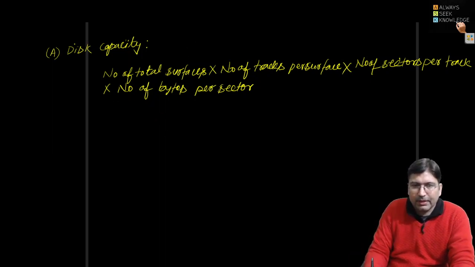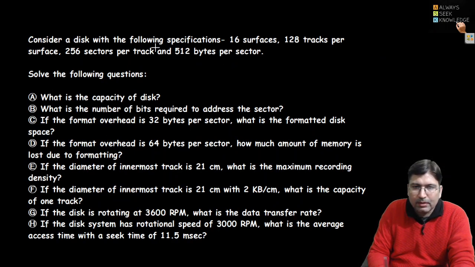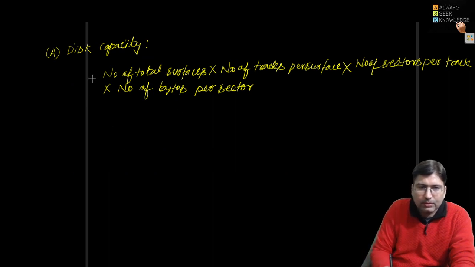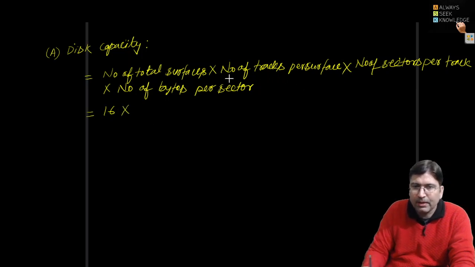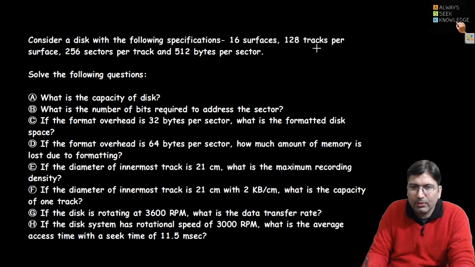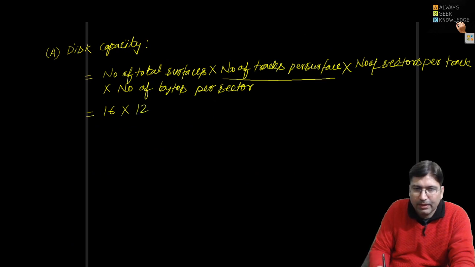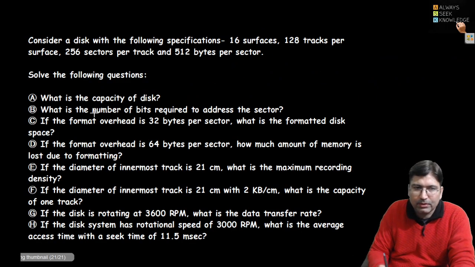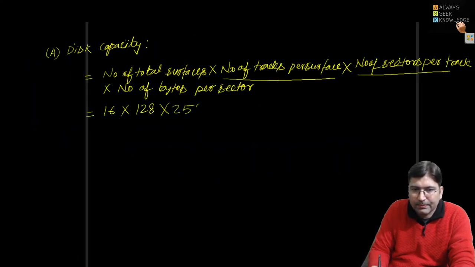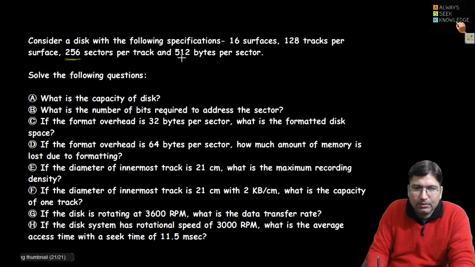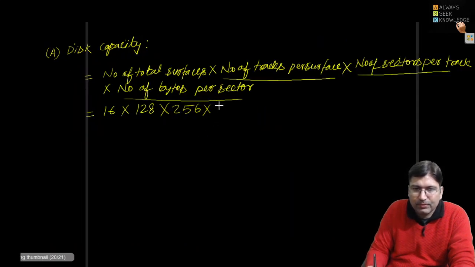Okay, so all this data is already given. If you look at it, there are 16 surfaces. So if you want to calculate the disk capacity, the number of surfaces is 16. The next is number of tracks per surface. 128 tracks per surface is given. Then the next thing is number of sectors per track. It is also given, 256 sectors per track. So then multiply 256. And then number of bytes per sector, that means sector capacity. So the 512 bytes per sector is given. So 512.